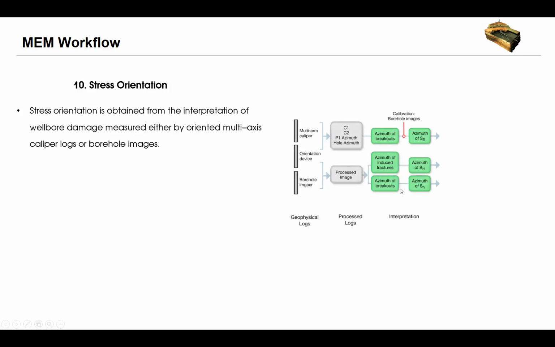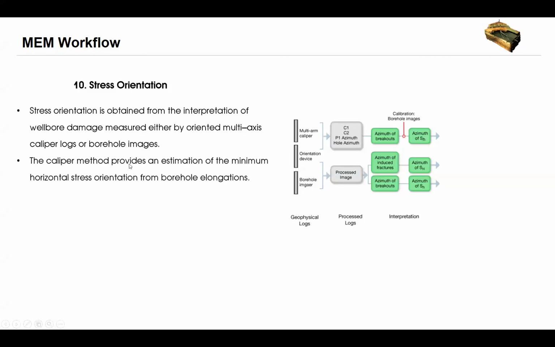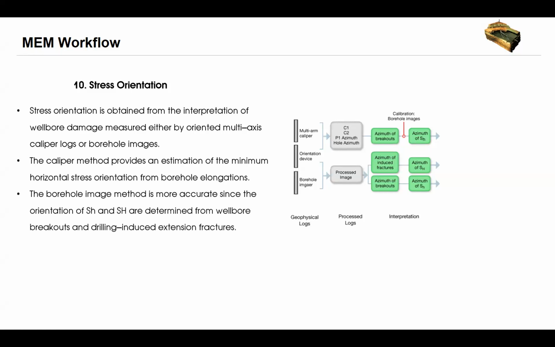The breakouts give us the azimuth of minimum horizontal stress because it is the well elongation, and the azimuth of maximum horizontal stress is inferred from induced fractures. This is due to the orientation of our stresses. It is related to hydraulic fracture. The caliper method provides an estimation of minimum horizontal stress from borehole elongation. Borehole image is more accurate since the orientations of minimum and maximum horizontal stress are determined from wellbore breakouts and drilling induced fractures.